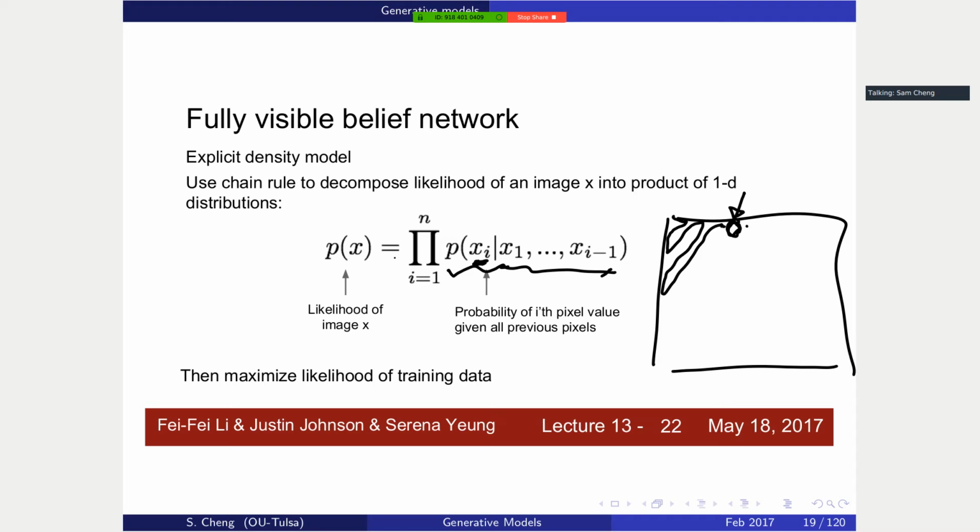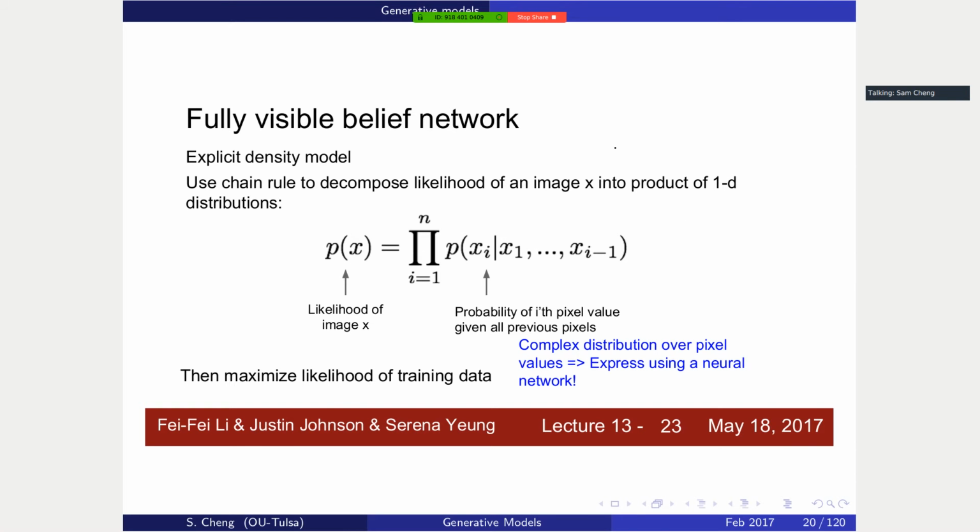For the whole image, the whole distribution will be just the product of these conditional probabilities. So if I go from x, I have p(x1) first, I generate the first pixel, then the second pixel probability is just p(x2) given x1, then the third pixel p(x3) given x1 and x2, and so on. The net probability of the generated image will be just the product of all these conditional probabilities.